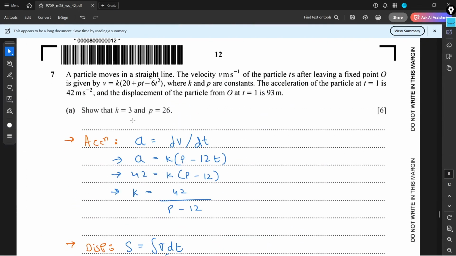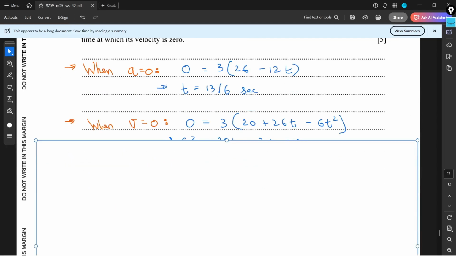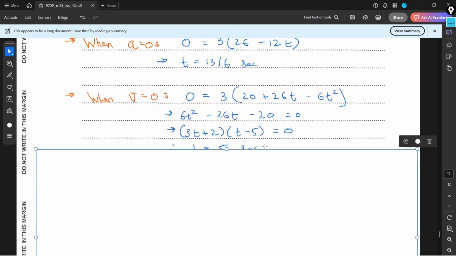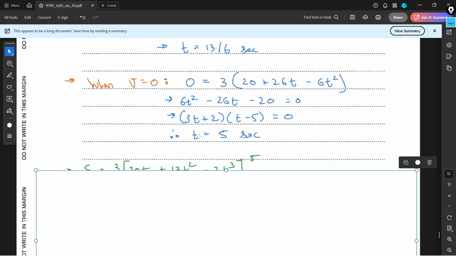Then utilizing the information that when v is equal to 0, this is the equation of v, right? I'm putting the value of v as 0 to find out the value of time. The output I'm getting is a quadratic equation. I'm using my calculator to solve it, and the correct value that I get for the time is 5 seconds.